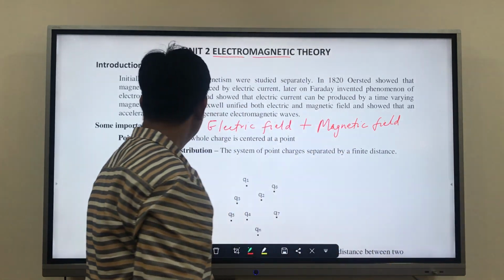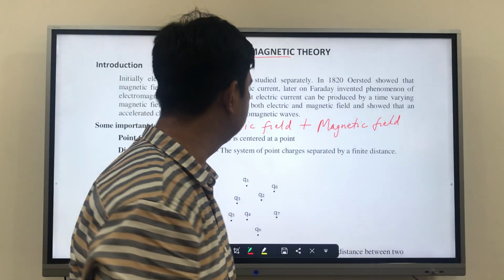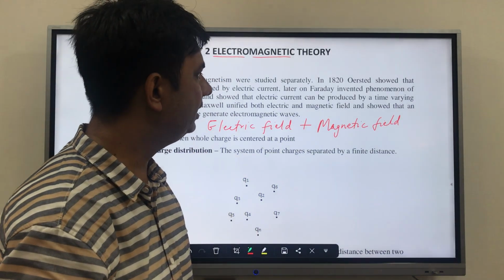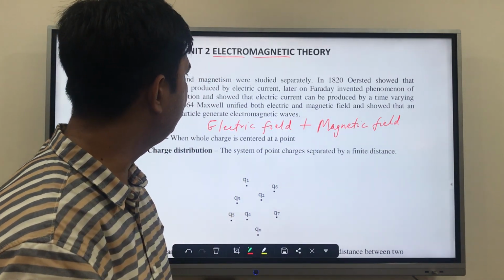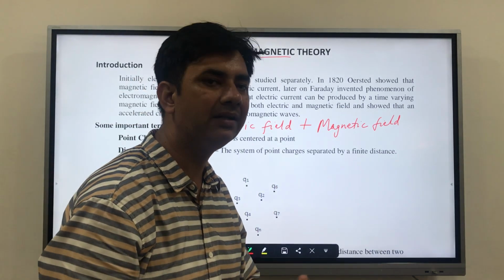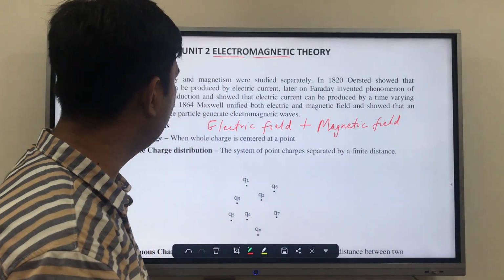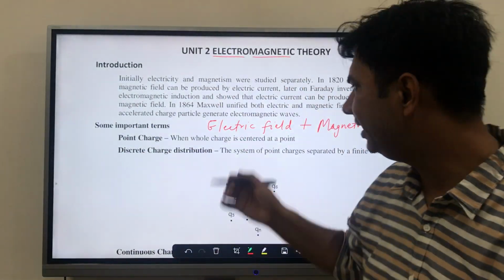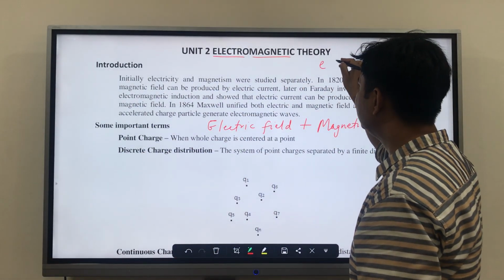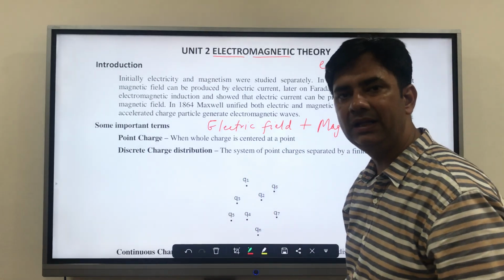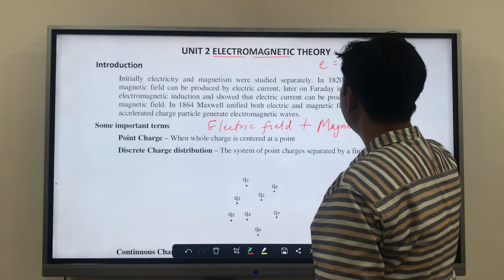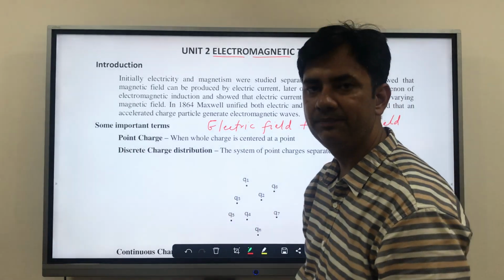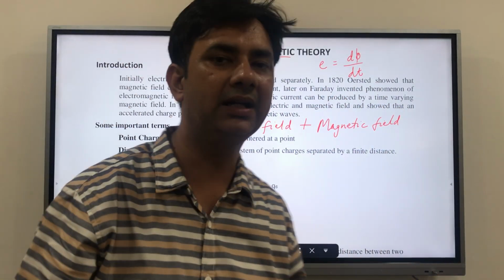Initially, electricity and magnetism were studied separately, but in 1820 Oersted showed that magnetism can be produced by electric current, and later Faraday discovered the phenomenon of electromagnetic induction, which is very famous. EMF = dφ/dt. We have learned in previous classes that EMF can be induced by a change in flux with time. So this is our electromagnetic field.